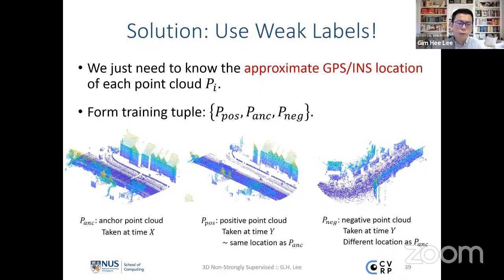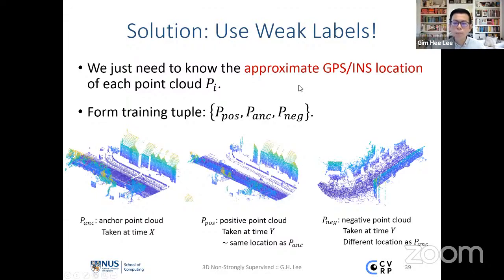In fact, this particular location over here has some errors given by the GPS and INS location. We also want our network to be robust against such error. And the next thing that we define is a negative point cloud, which is a point cloud segment taken from a different time at a different location from the anchor point cloud.